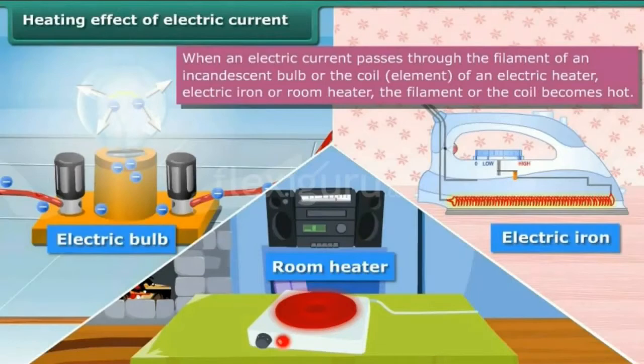The wire inside is converting electricity into some heat energy. Alright, so when an electric current passes through the filament of a bulb or the coil of an electrical heater, electric iron or a room heater, the filament or the coil becomes hot.